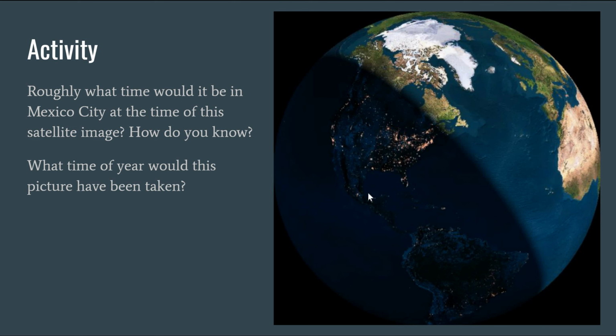What time of year would this picture have been taken? Well, we can tell that the Arctic region is pretty much totally illuminated. It seems like there's no darkness at all at any point during the day. The dark never touches the Arctic regions. So this is probably taken in the summer.